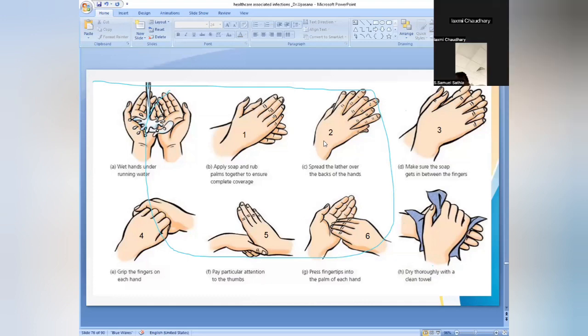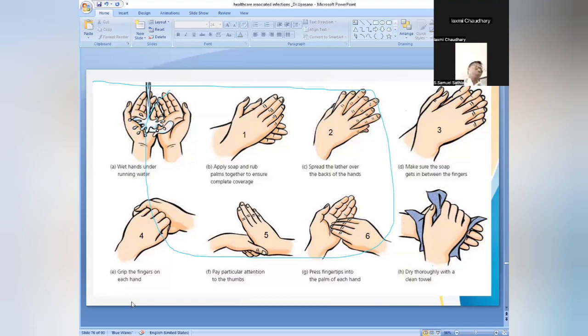So first, opening and closing the tap is not a step of hand hygiene. It is not a step. Turning the tap on, closing the tap, using a towel: no, they are not the steps of hand hygiene. So first, I think I'm visible to everybody. Okay.